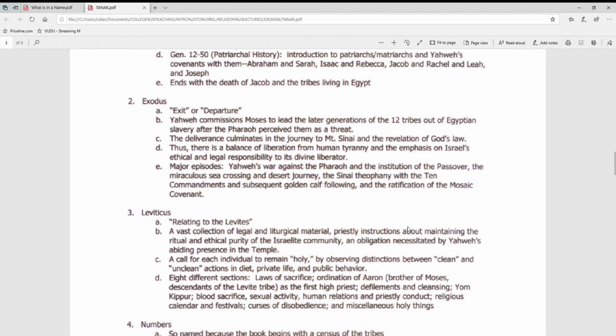Exodus continues that story right along. Exodus is Greek for exit or departure. Basically, Moses is now a couple generations after the patriarchs. He's going to lead the deliverance out of Egyptian slavery and tyranny. So he's the liberator. And with the whole 10 plagues, the slavery is ended. Finally, with the death of the firstborn male child in every Egyptian household.